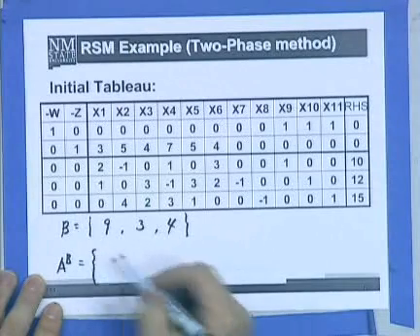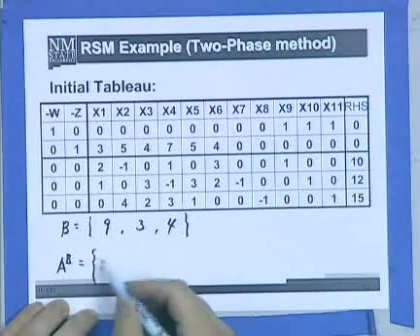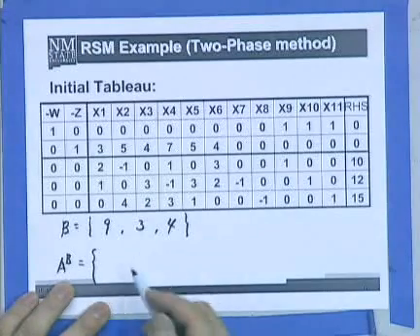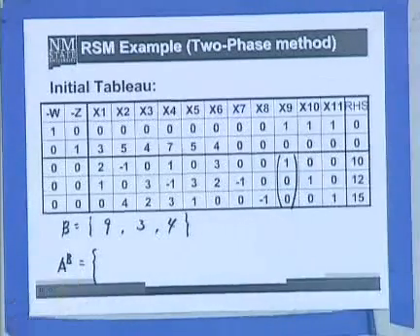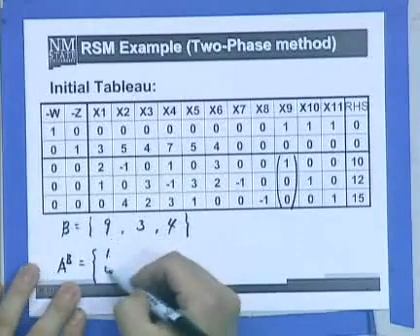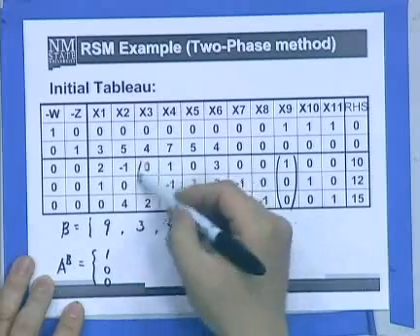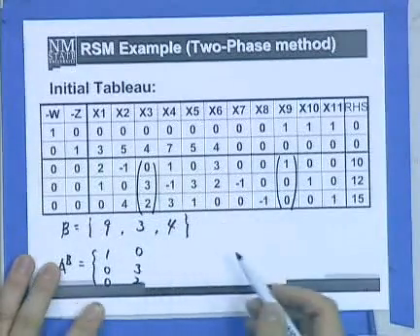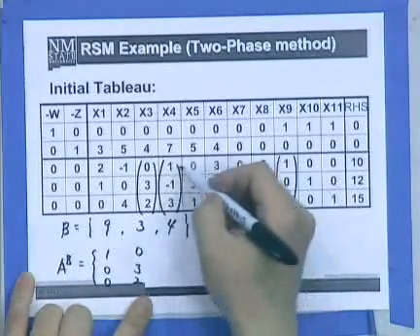Then what about the basis matrix? What is the first column of the basis matrix? 1, 0, 0, which is from the x9 column, right? 1, 0, 0. And the third column should be 0, 3, 2. The last column is 1, negative 1, 3.